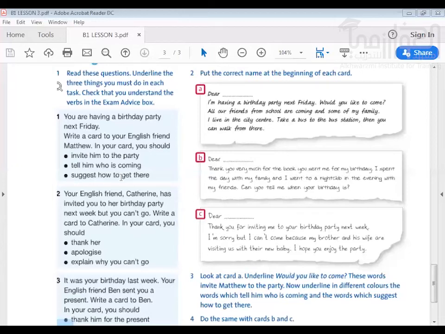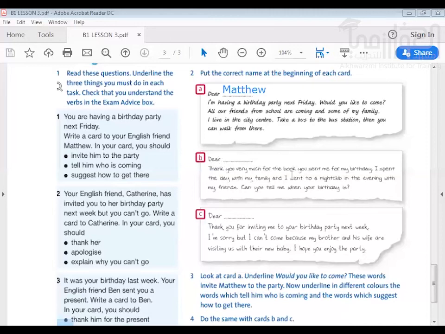You can see that this is how to get to the place. Take a bus to the station, then. So it will be what? Matthew. So the answer should be what? Matthew. Yes. So dear Matthew. Now let's look at B also.